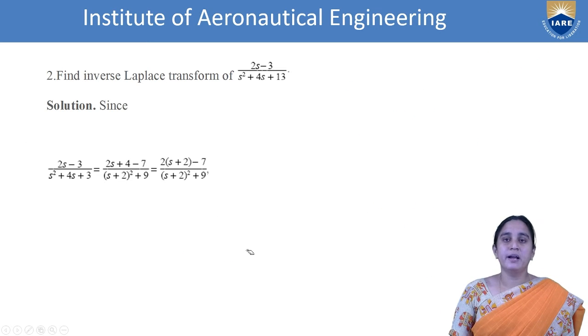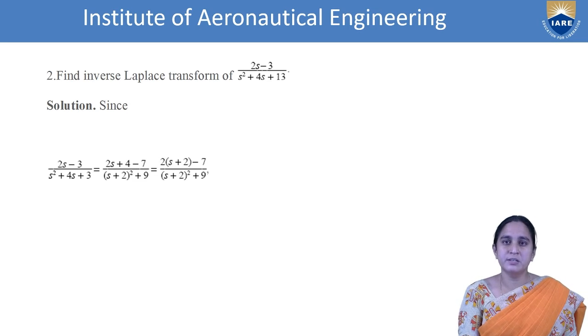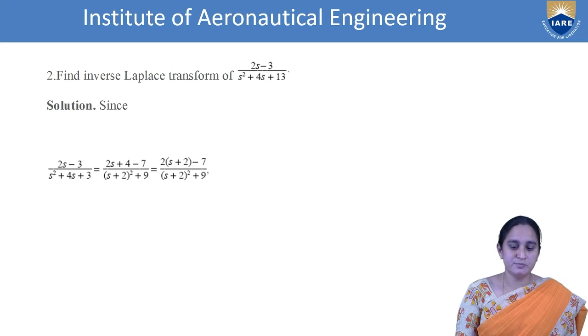Next question. Find the inverse Laplace transform of 2s minus 3 by s square plus 4s plus 13. Okay, here also the question is given directly. But how are we using the first shifting theorem when it is directly given? Is there any condition in the question? Okay, first shifting theorem or second shifting theorem, there is no condition in that question. Directly given, find the inverse Laplace transform of 2s minus 3 by s square plus 4s plus 13.